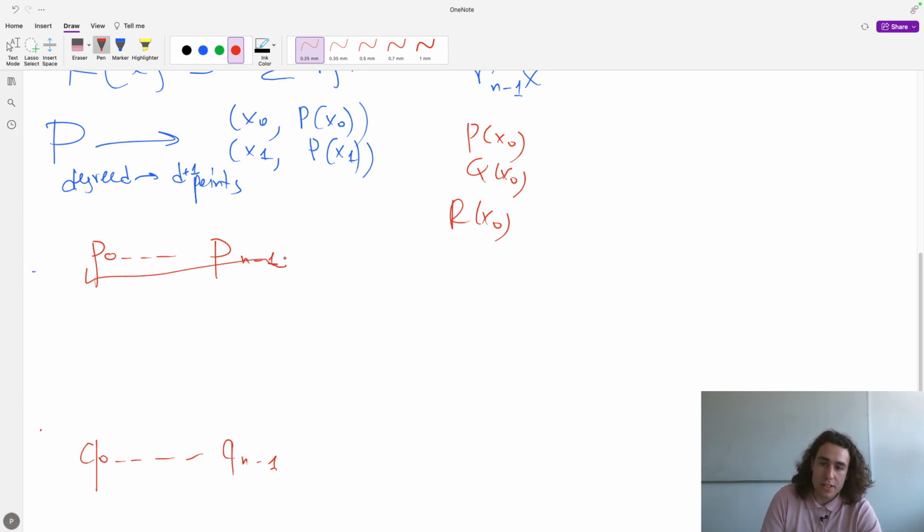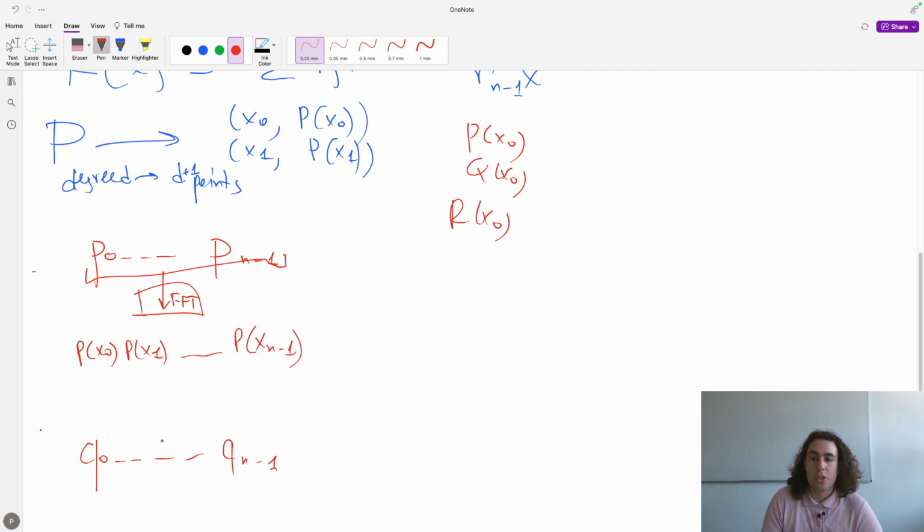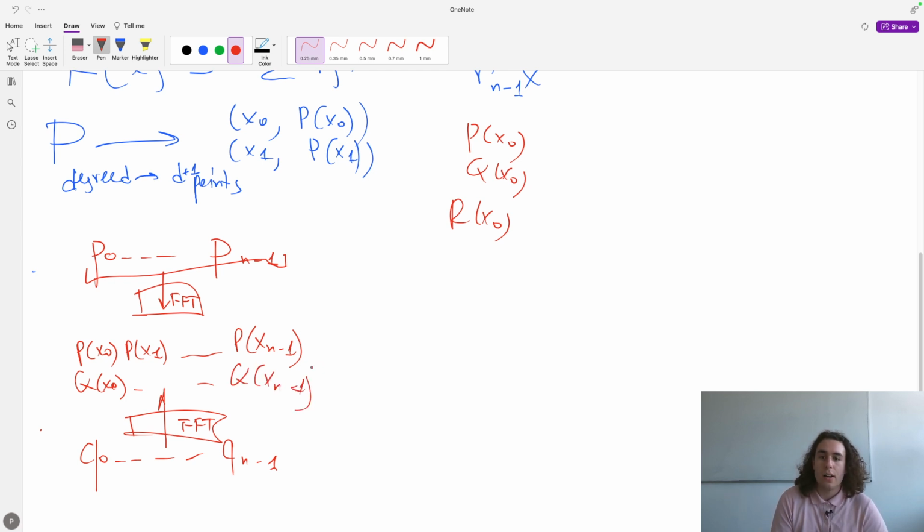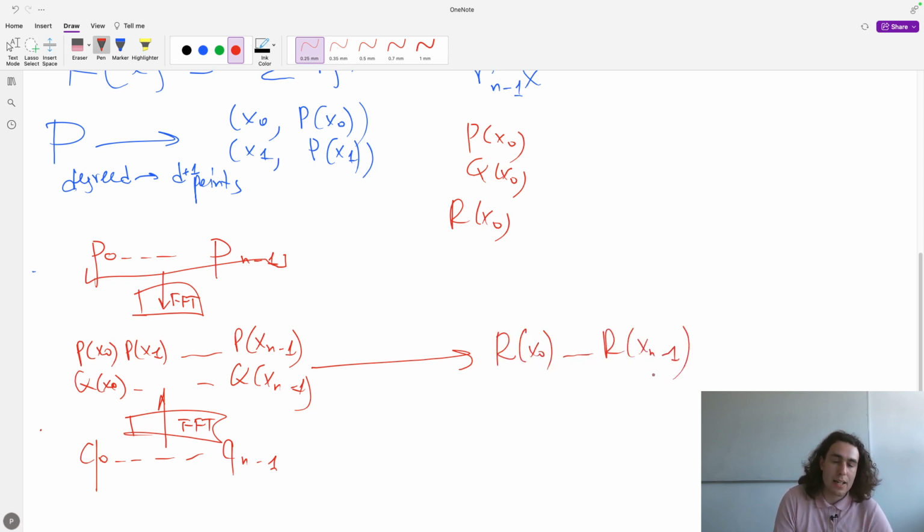We're going to transform it into a different representation, right, where we have p of x0, p of x1, and so on, p of xn minus 1. This step will be called FFT. We do the same thing with q. We apply FFT, which is going to give us q of x0 and so on, q of xn minus 1. We're going to multiply them just element by element, which is going to give us the values r of x0 and so on, r of xn minus 1.